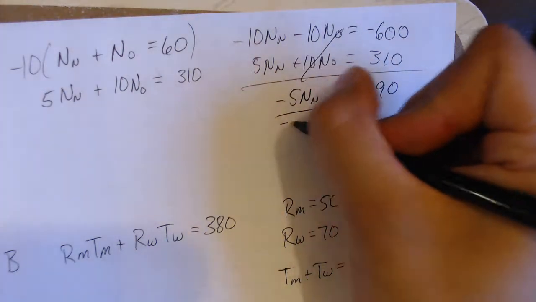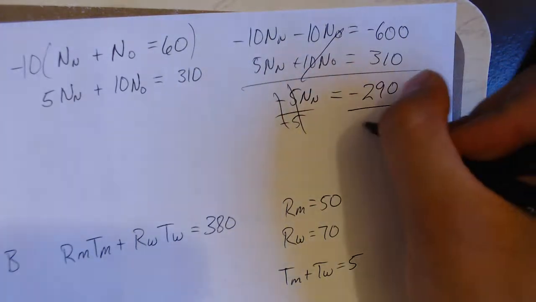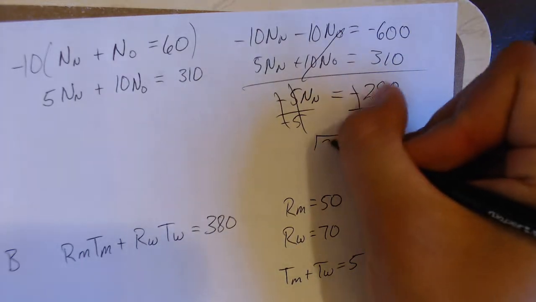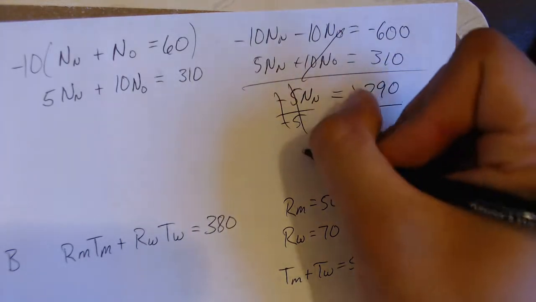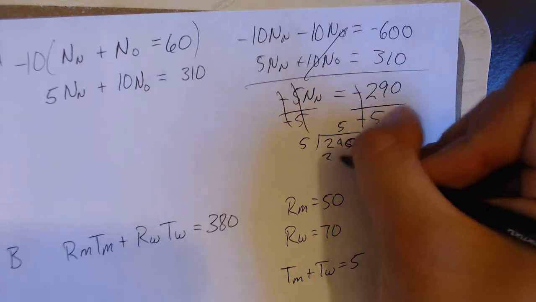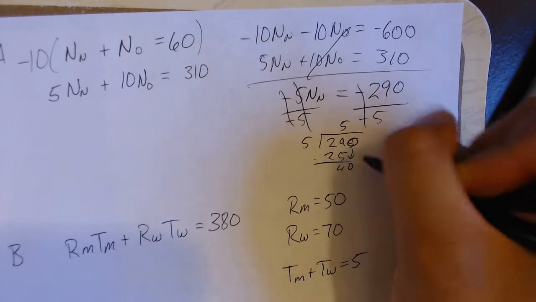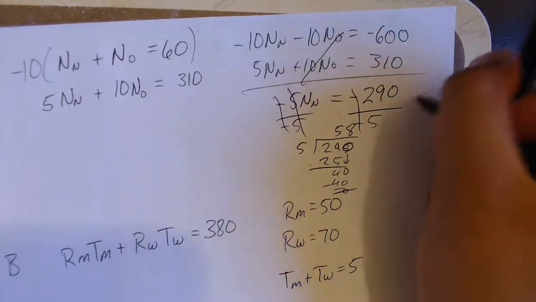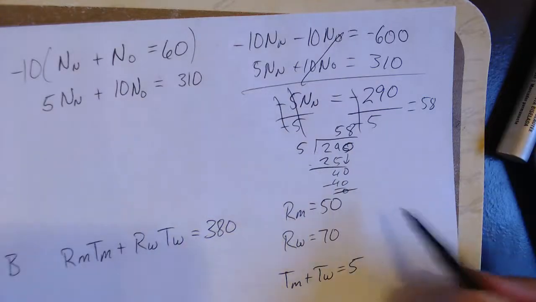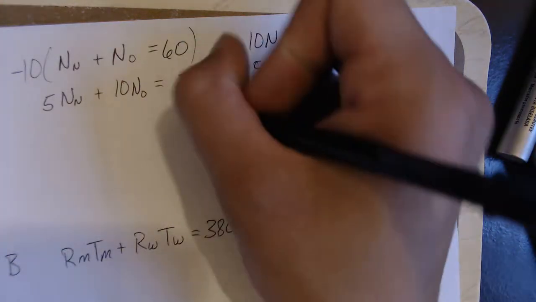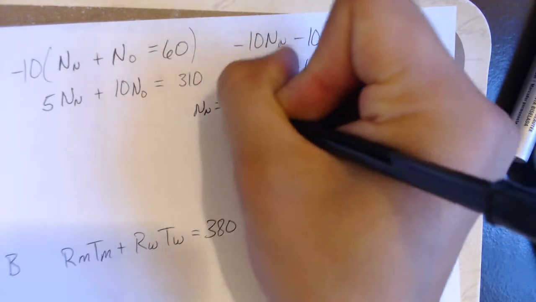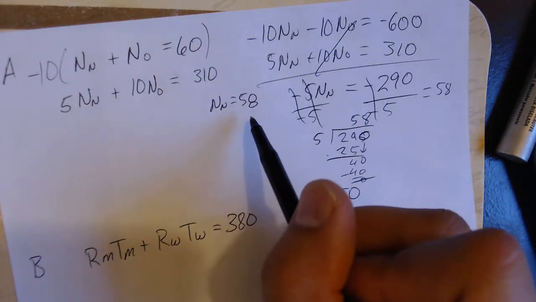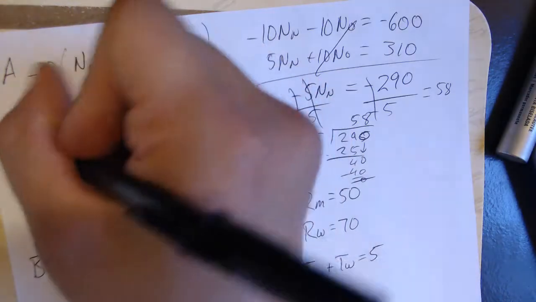From here I just divide each side by negative 5. Here the negatives cancel, and let me see here, 290 divided by 5. That's going to go in 5 times 25, 4, 40, and 8. So that's going to equal 58. So n sub n equals 58. So if that equals 58, I just plug that in here.